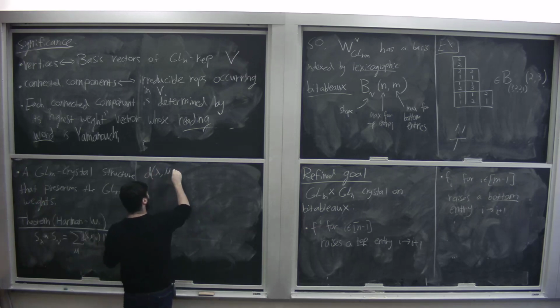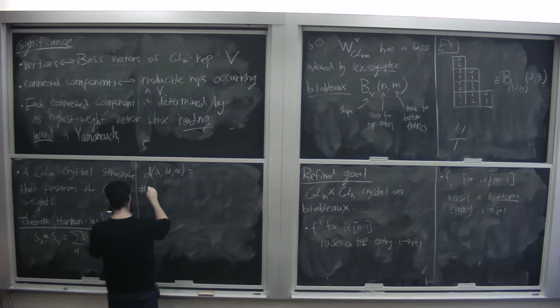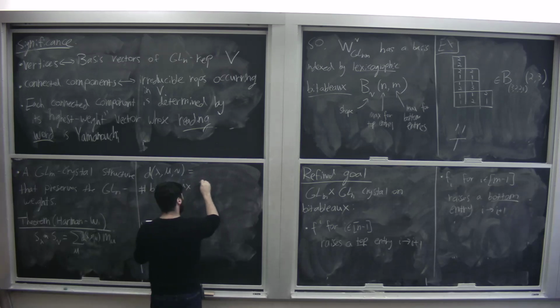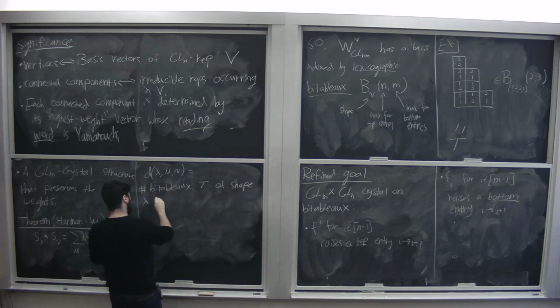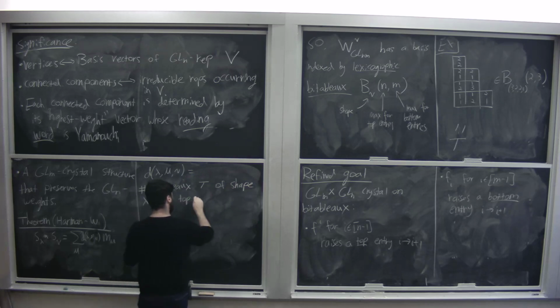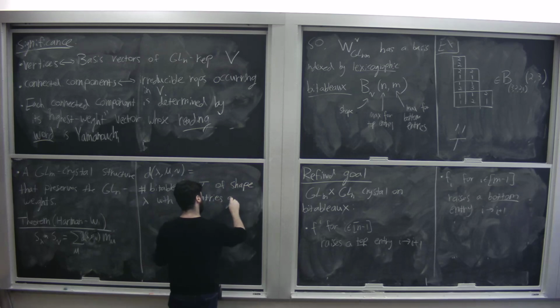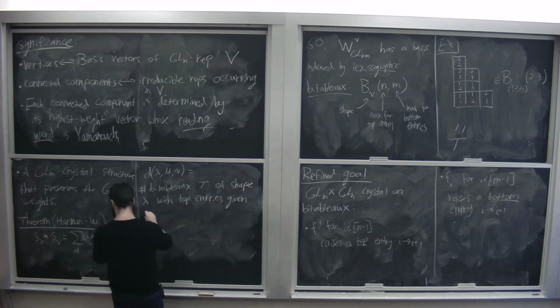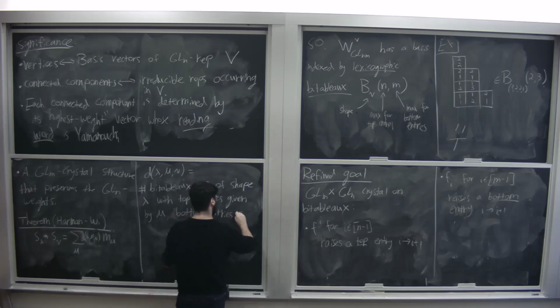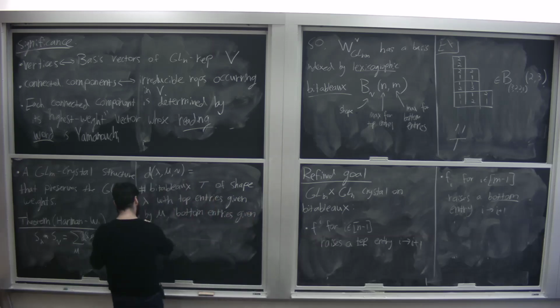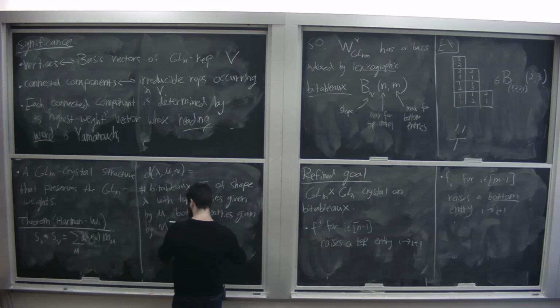So that coefficient d lambda mu nu is the number of bitableau T of shape lambda with top entries given by mu, bottom entries given by nu, and this reading word Yamanouchi.